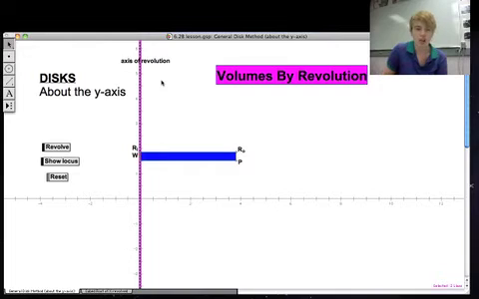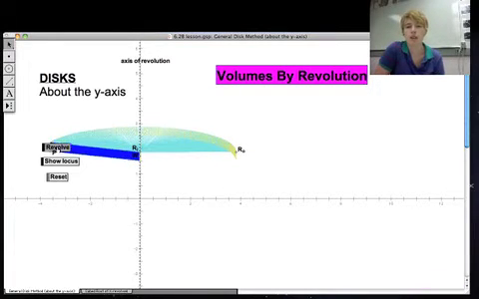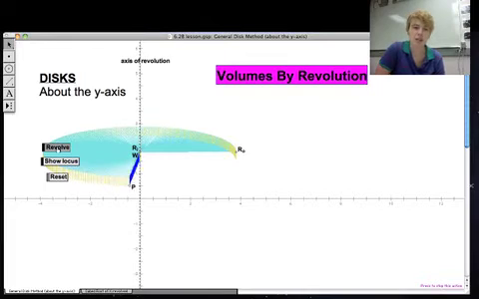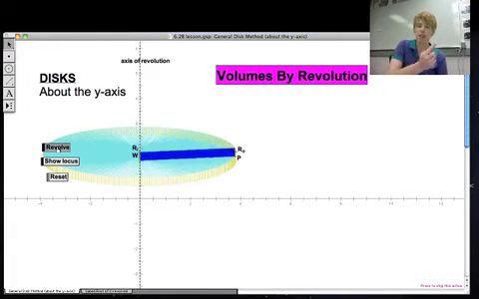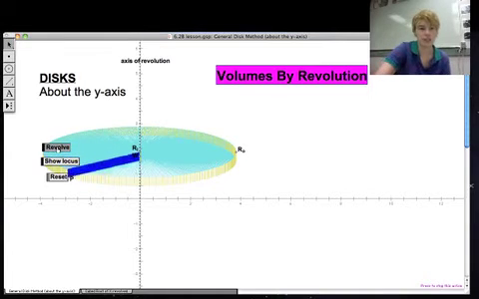Let me show you what this looks like. You see the rectangle on the screen there. I'm going to hit the revolve button here, and you can watch it spin around. And again, it does what it did in the last video when we went around the x-axis. It makes a disc when it circles. So you can see that disc pretty clearly.